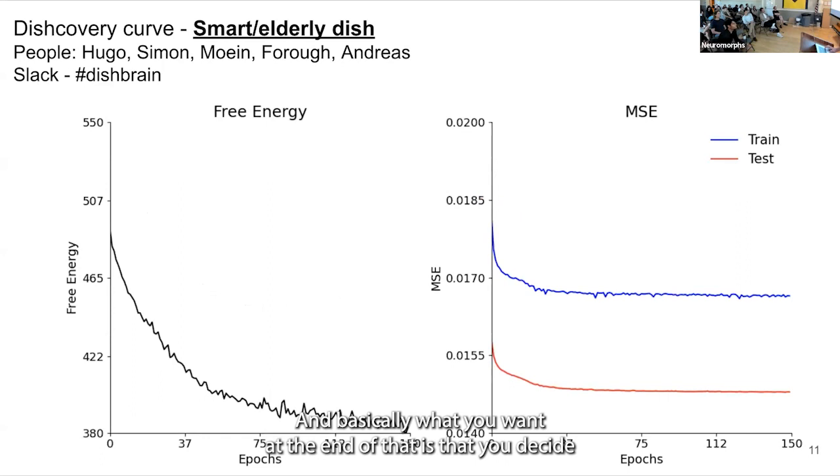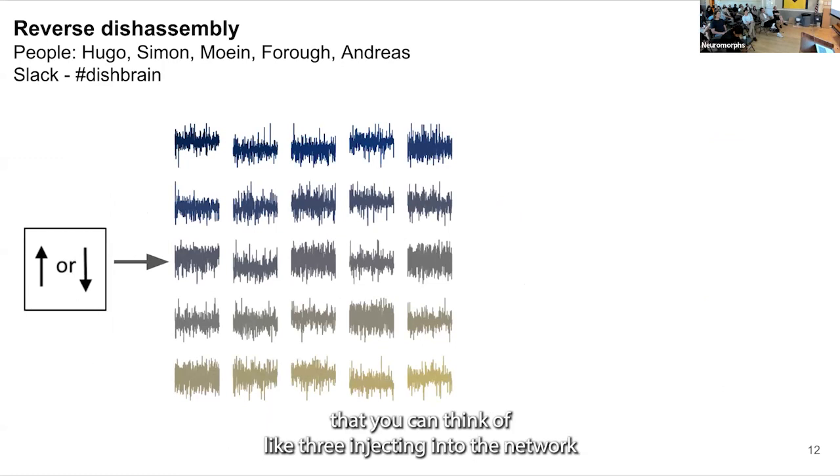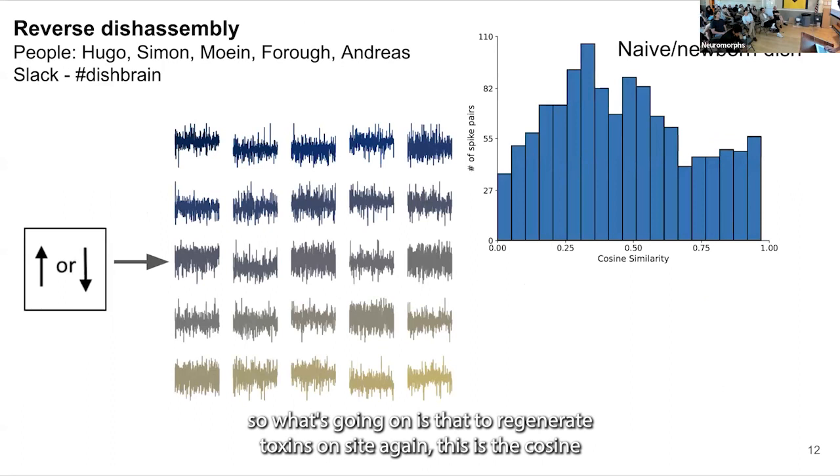Basically what you have at the end of that is just an up or down command, and then you can regenerate a bunch of spike trains that you can think of as re-injecting into the network to give it commands afterwards. That's a tall order, and I don't know if the people of Cortical Lab will ever answer my mails. But basically, what's going on is that you regenerate patterns of spikes at the end.